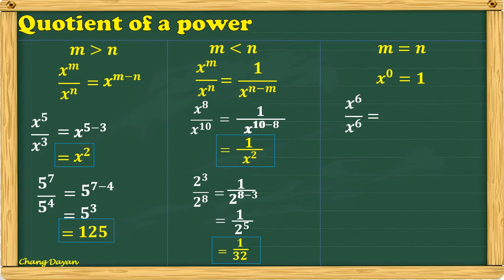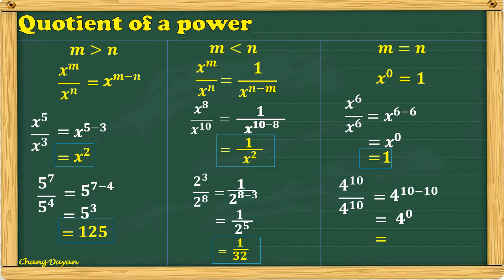Next example. X raised to 6 all over x raised to 6. So we'll have to get the difference. So we have here 6 minus 6, that is equal to 0. Therefore, x raised to 0 is equal now to 1. Our answer here is 1. Next example, 4 raised to 10 all over 4 raised to 10, that is equal to 4 raised to 10 minus 10, that is equal to 0. 4 raised to 0 is equal to 1. Now, let us have more example.